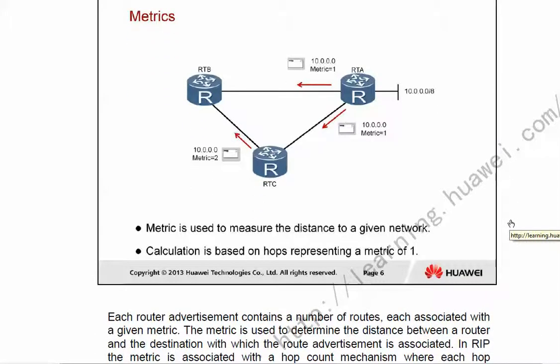Metrics. Each route contains a metric. The RIP metric is the distance to the destination network. The RIP metric is hop count, where each hop counts as 1. So the RIP metric does not take into account any other factors such as bandwidth, delay, etc.